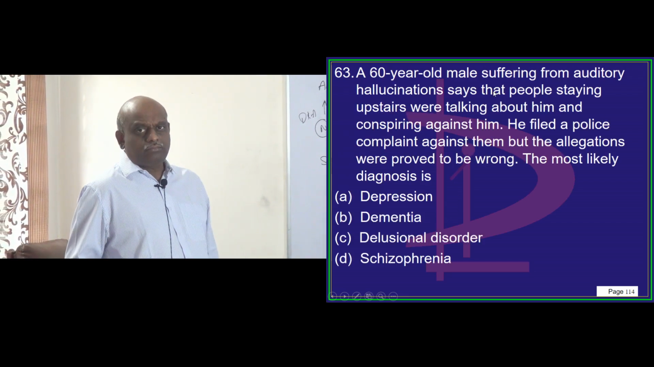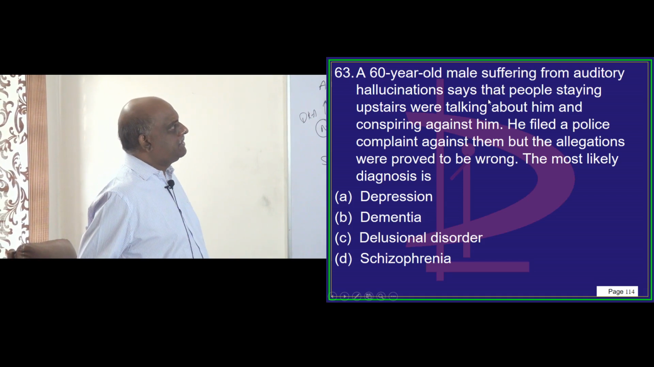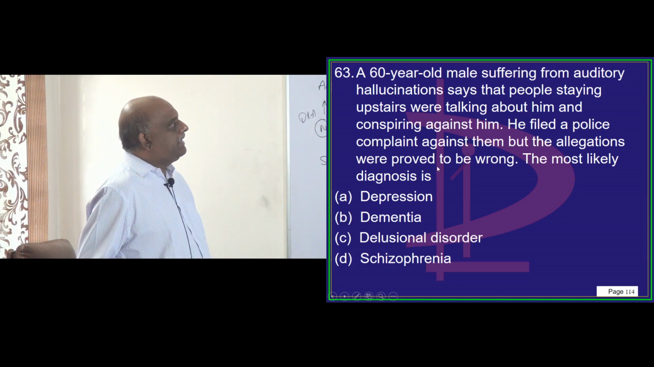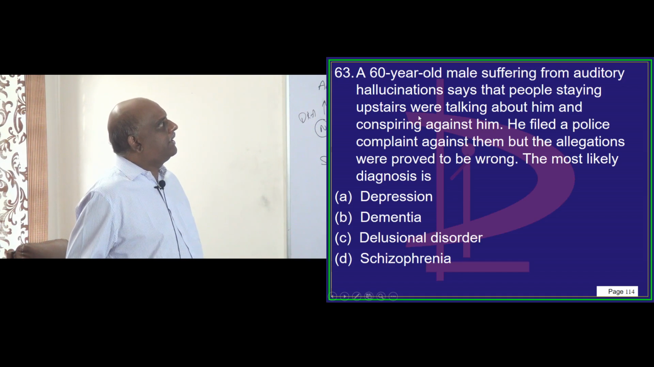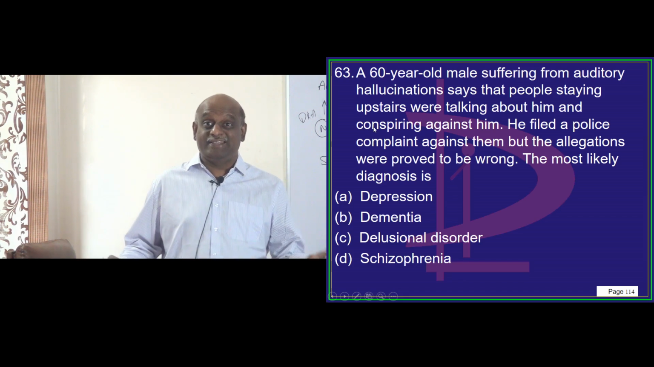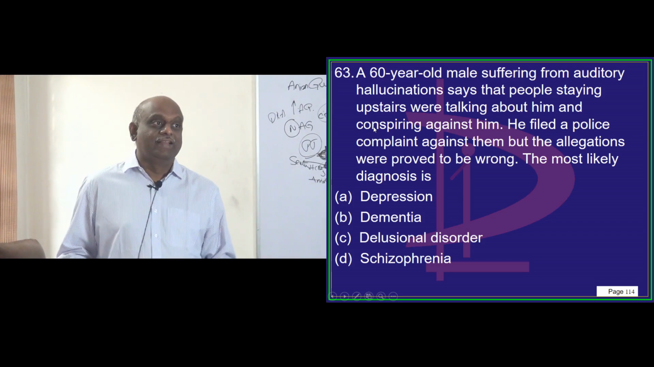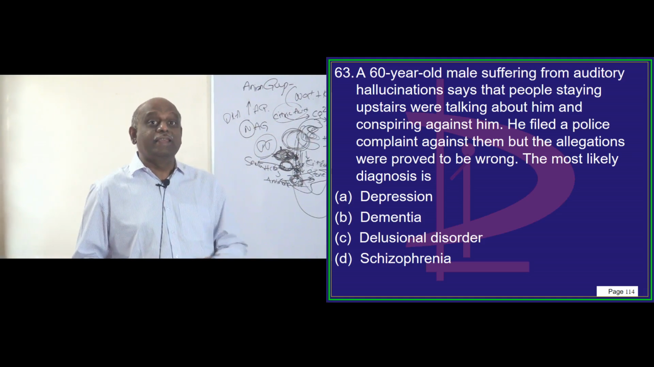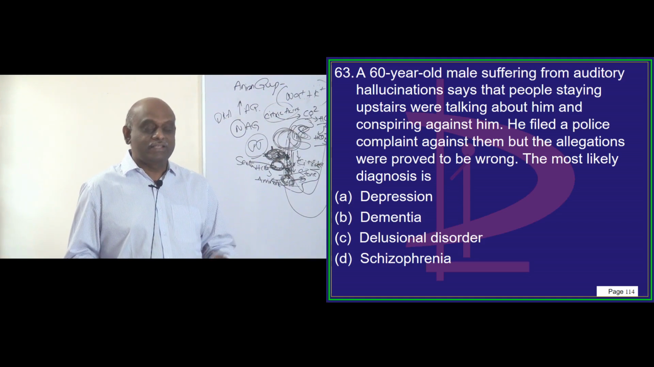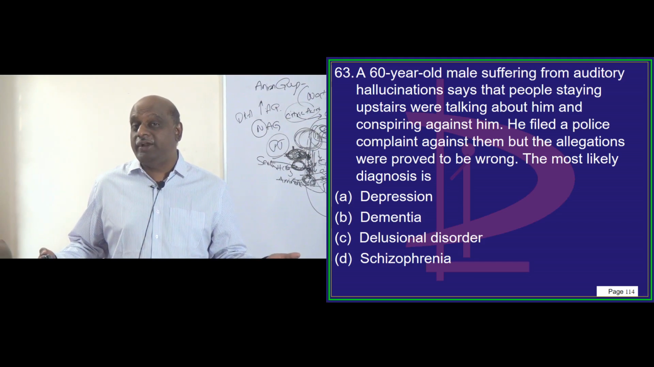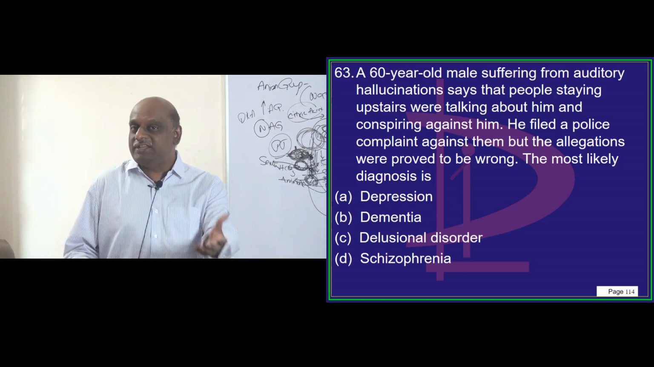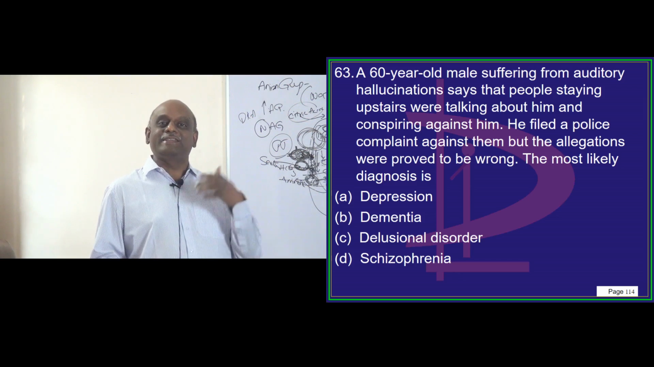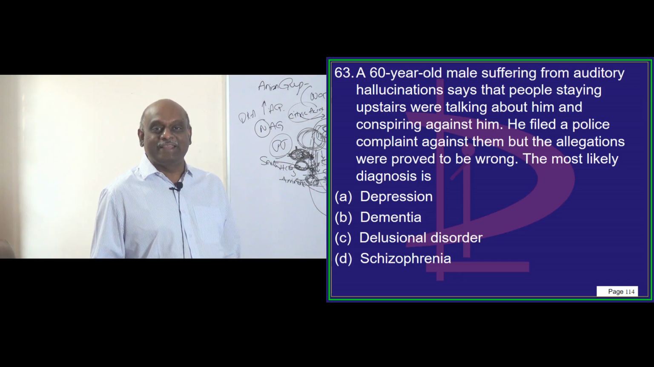60-year-old, auditory hallucinations. He filed a police complaint against them, but the allegations were proven to be wrong. He feels that everyone is conspiring against him. Sometimes when we walk into the reading room, we think everybody is thinking about us only. Honestly, everyone has their own hemorrhoidal pain, so no one gets time to think about you. You are the best person to think about yourself. Maybe your girlfriend or boyfriend will think about you.